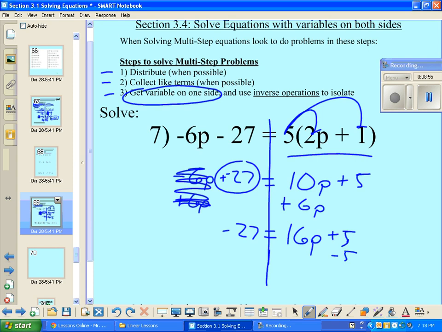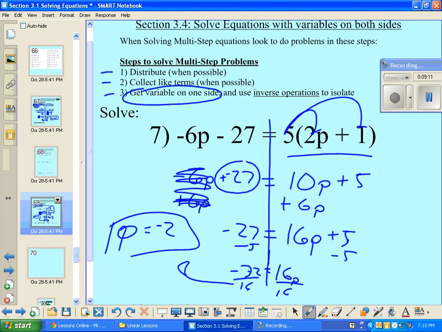So in this case, I'm going to subtract 5 from both sides. When I subtract 5 from both sides, on the left I get negative 32. On the right, I still just have 16p. Divide both sides by 16. I'm just kind of bringing my answer over here. I get p equals negative 2.